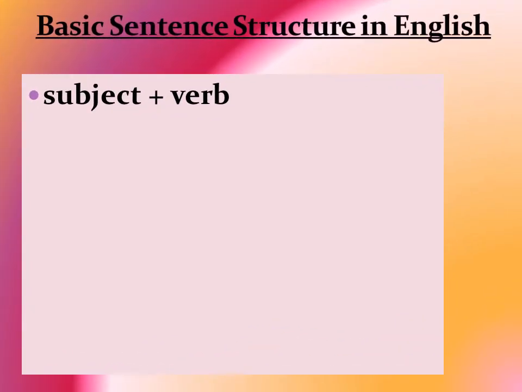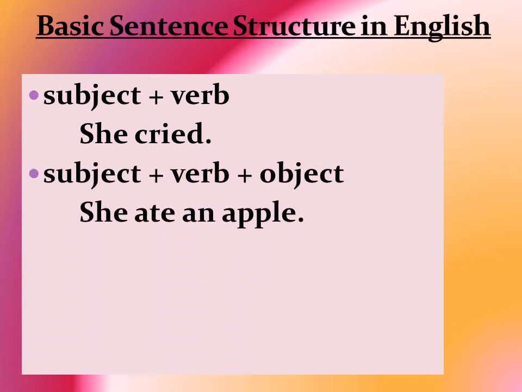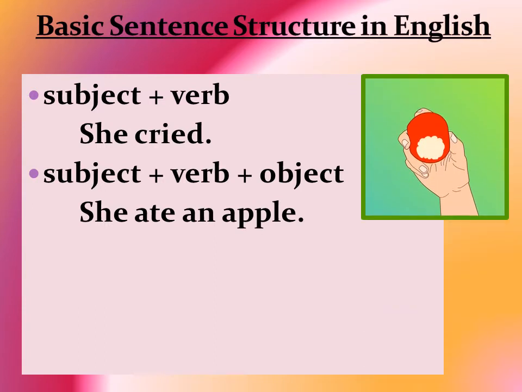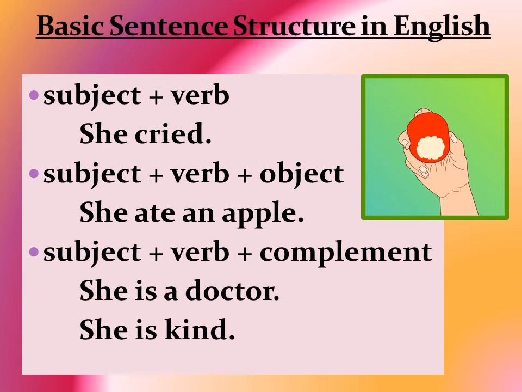Let's review the basic sentence structure in English. Almost always we have a subject plus a verb in that order, such as she cried, subject plus verb. We often also have a subject plus verb plus object. She ate an apple. And we have something else, subject plus verb plus complement.